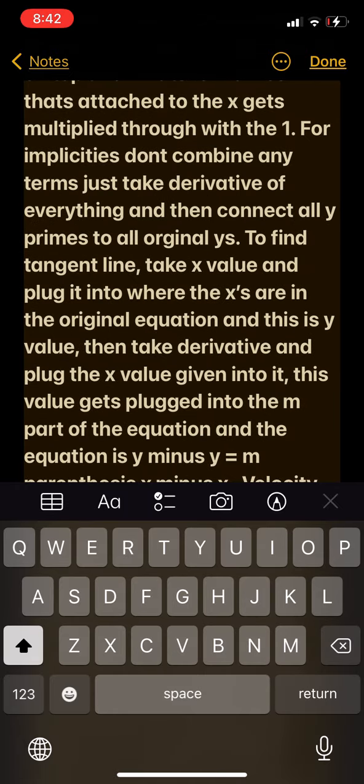For implicit differentiation, don't combine any terms, just take the derivative of everything, and then connect all the y primes to all the original terms.